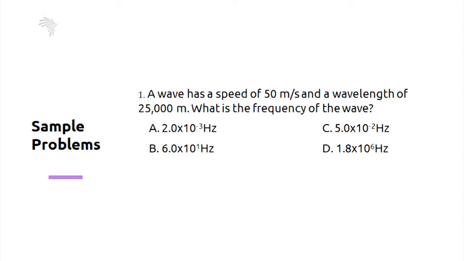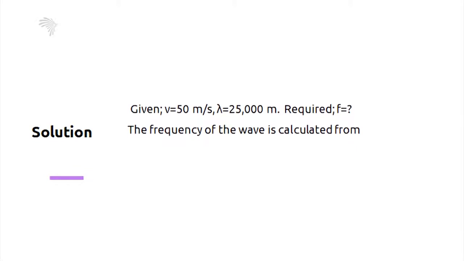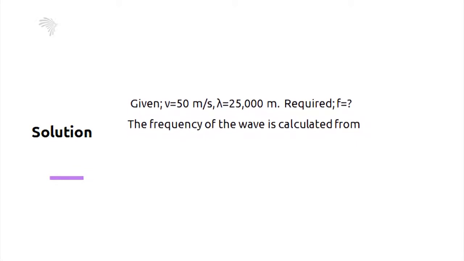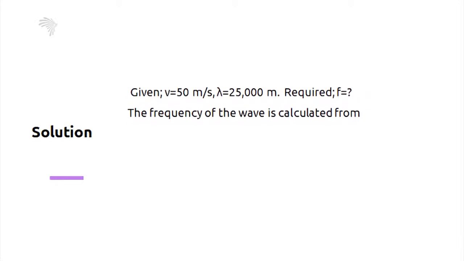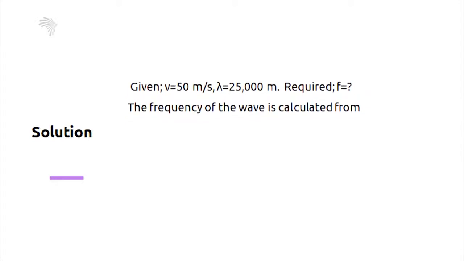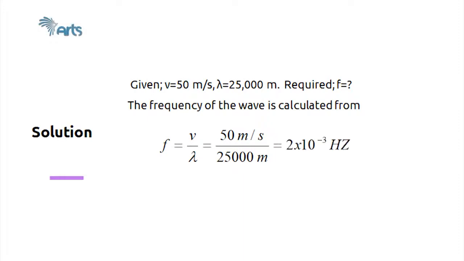Let's solve together. We are given the speed as 50 meters per second and the wavelength as 25,000 meters. So you are asked to calculate the frequency of the wave. The frequency can be calculated from the expression f = v/λ. So v, 50 meters per second, divided by 25,000 meters gives us 2 × 10⁻³ Hz. So the answer is A.